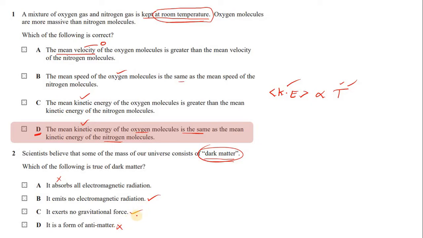So options C and D are wrong. The option is basically B. It emits no electromagnetic radiation. I told you dark matter neither absorbs nor emits electromagnetic radiation. So option is B.